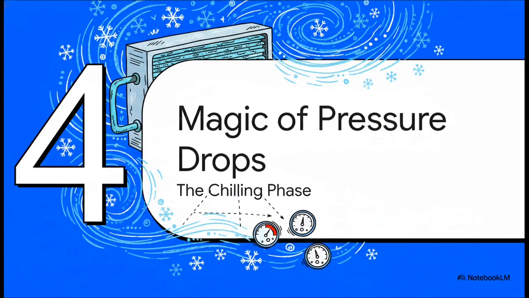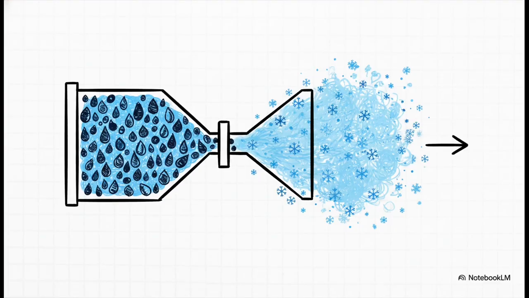Section 4, the magic of pressure drops. Now we reach my absolute favorite part of the explainer, the stage where the real chilling magic happens. So the filtered high-pressure liquid refrigerant arrives at the expansion valve or the orifice tube, depending on your car. Let's call this the chiller. Up until now, everything has been under incredibly high pressure. The expansion valve changes all of that by acting as a mechanical bottleneck.